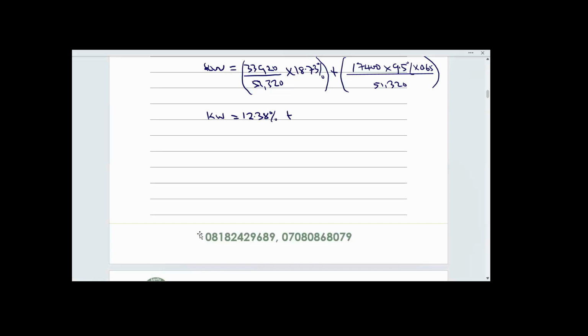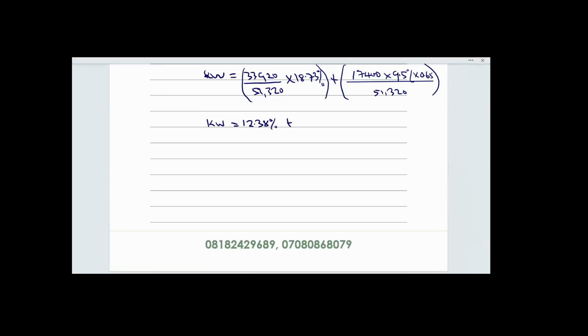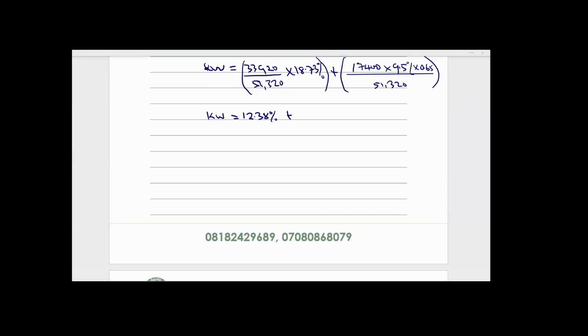12.38% plus the other side, 17.4 multiplied by 9.5 multiplied by 0.65, equal, then divided by 51,320. That's 2.09%.